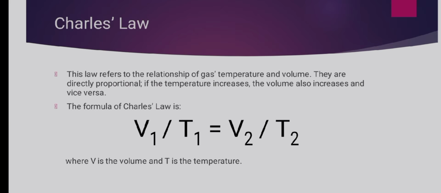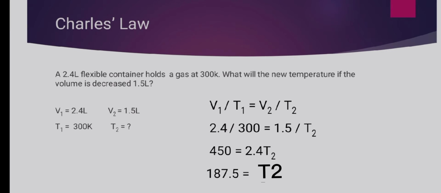So for example, a 2.4-liter flexible container holds a gas at 300 Kelvin. What will be the new temperature if the volume is decreased to 1.5 liters? So we have the initial set of conditions, the 2.4 liters of container and the 300 Kelvin. Now the question is, what will be the new temperature if the volume is decreased to 1.5 liters? Now this is how it goes.